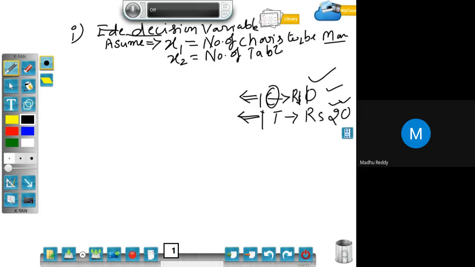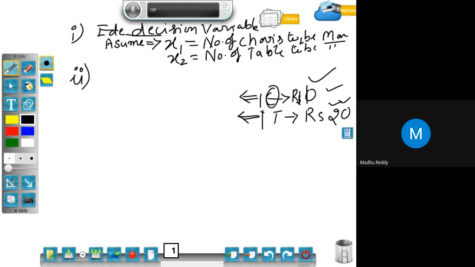So there are two products. Of those two products, one is chairs and one is tables. So we assume that x1 equals the number of chairs to be manufactured and x2 will be the number of tables to be manufactured. So the first step is over. Now we have identified that tables and chairs are the two products. What we need to know exactly are called the decision variables. So here we need to know x1 and x2. x1 equals the number of chairs to be manufactured and x2 the number of tables to be manufactured. So we have identified the decision variables now.